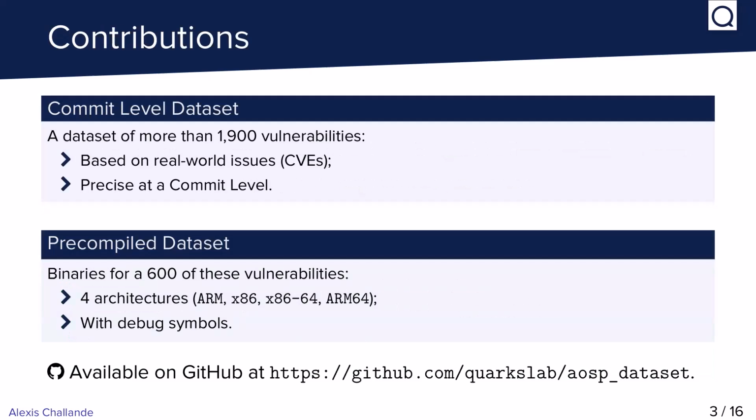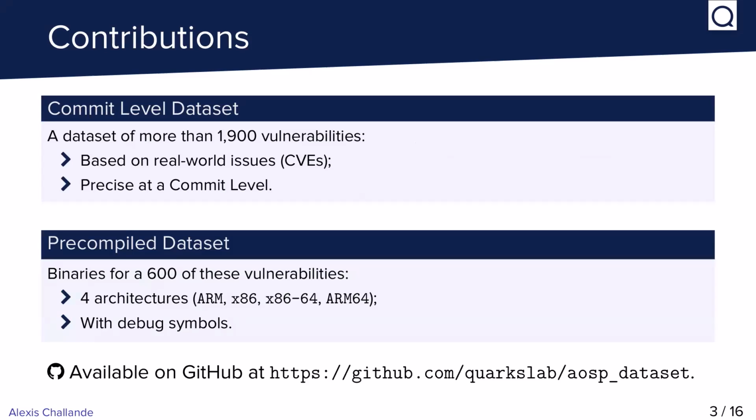So to summarize what we're going to present, this is a commit-level dataset, meaning that it's a dataset of more than 1900 vulnerabilities. It's based on real-world issues, so CVEs, and it's precise at a commit level, meaning we know exactly which commit fixes the vulnerability. So the project before the fixing commit is vulnerable, and afterwards it's fixed.